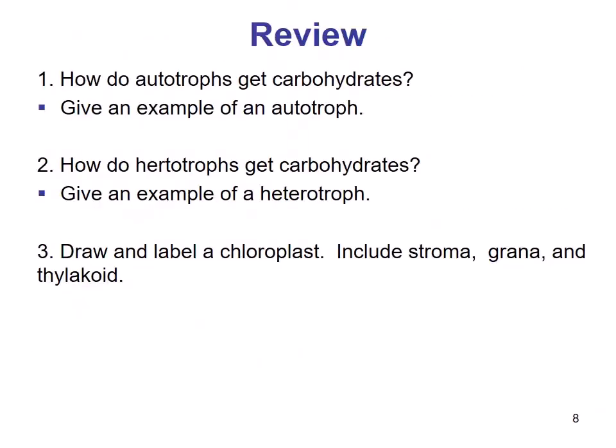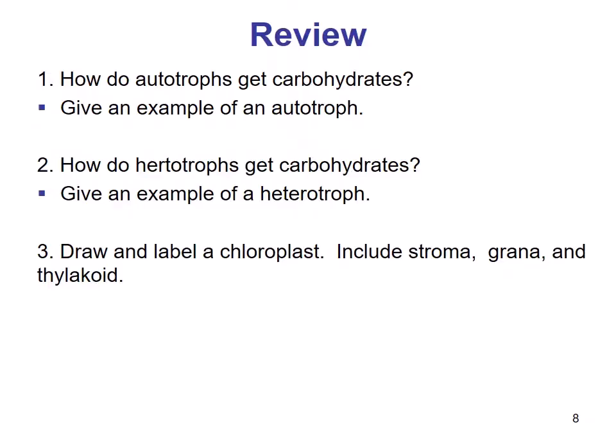So how do autotrophs get carbohydrates? And what's an example of an autotroph? Remember, auto is self, troph is nutrition, so autotrophs can produce their own carbohydrates. Any photosynthetic critter you could think of would be an example of an autotroph, like a plant, algae, alga really, or some bacteria as well. If you said a rose bush or grass, none of that would matter. That would all work, and that would all count.